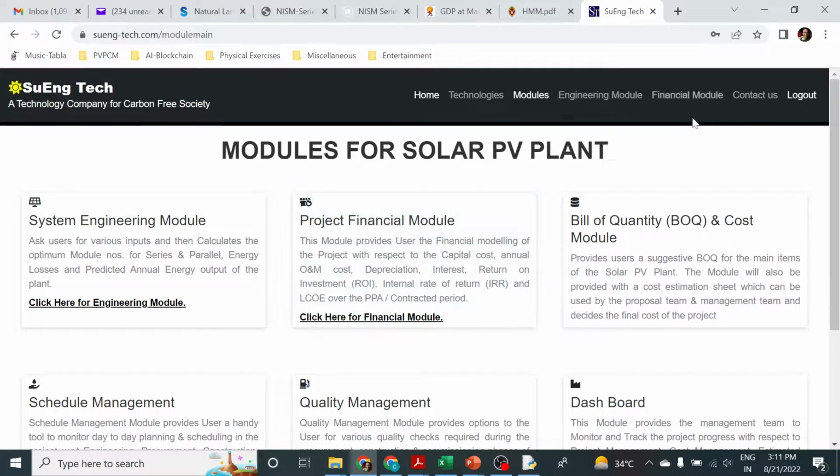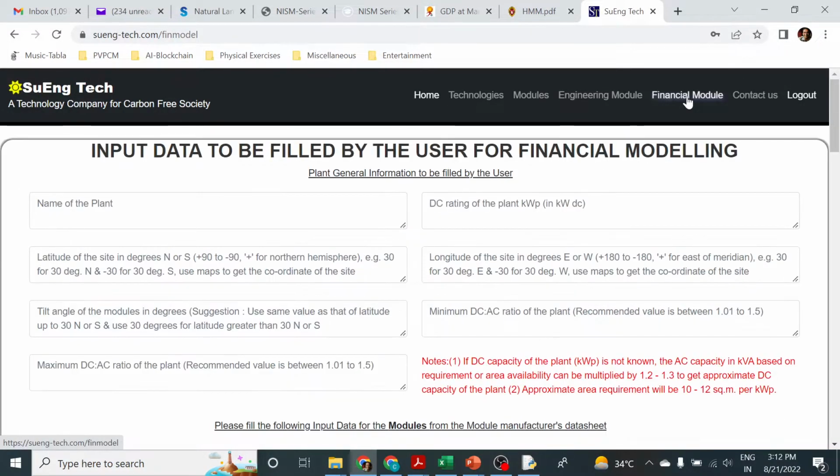So I directly go to the financial module, because in the financial module I shall get the engineering results also. Why? Because to be able to calculate revenue, I need the number of units, the yield of this PV power plant, how many units it generates. That I will be able to get only after the engineering design data. So I directly go to the financial module.